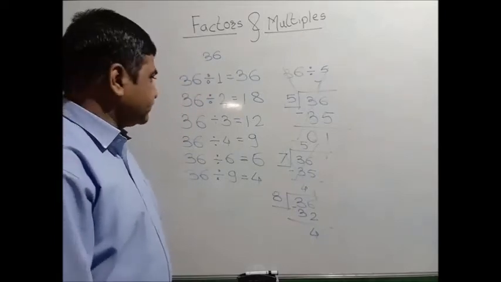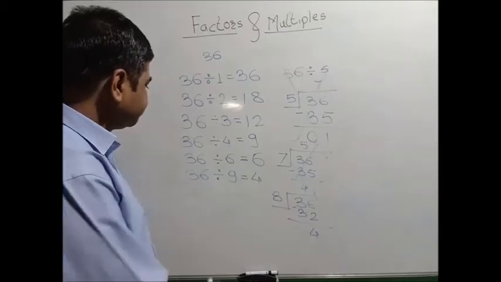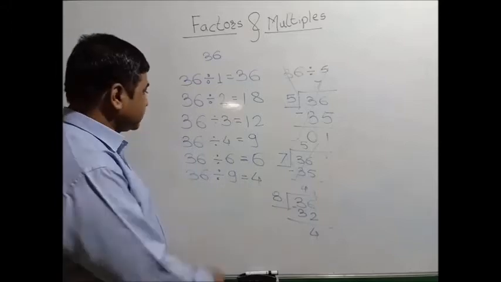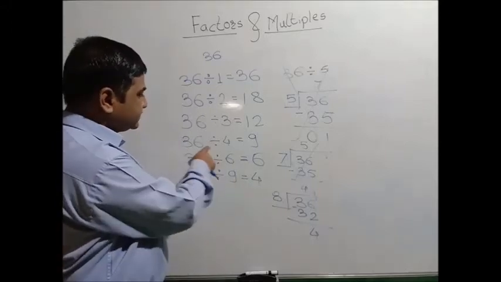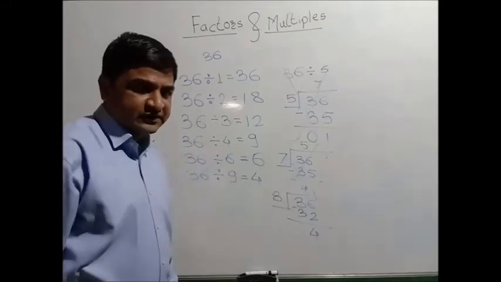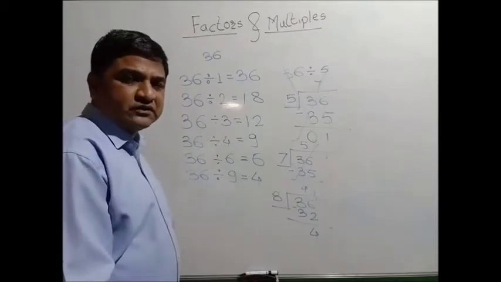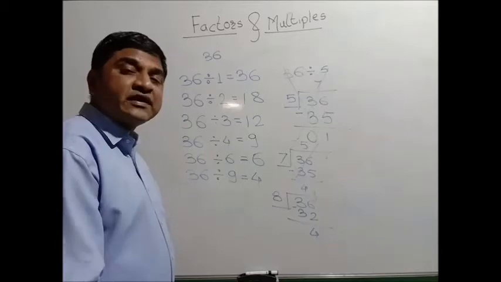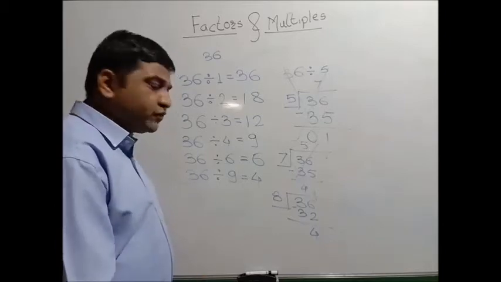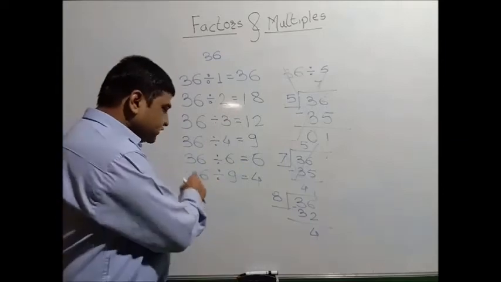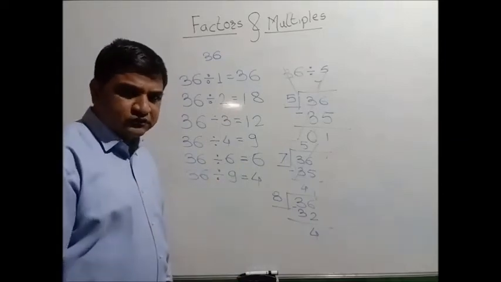Now we will stop here. Why we will stop here is that I know that 36 can be divided by 9 and I get 4. On the other hand, when I divide 36 by 4, I get the quotient as 9. What will be the next number possible that can divide 36? Is it 10? No. For a number to be divisible by 10, the one's place digit should be 0.